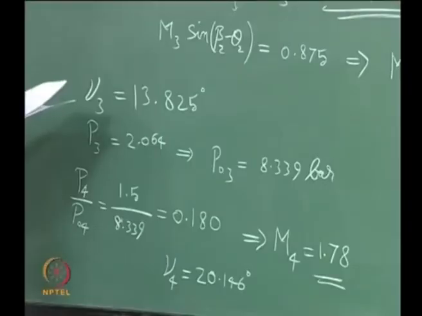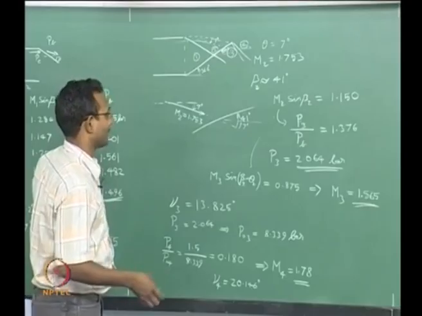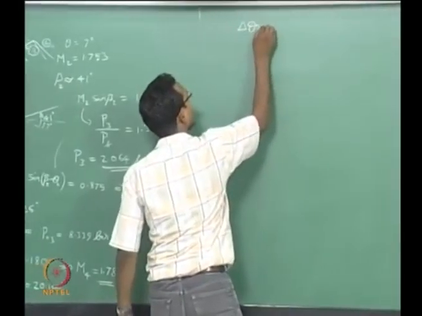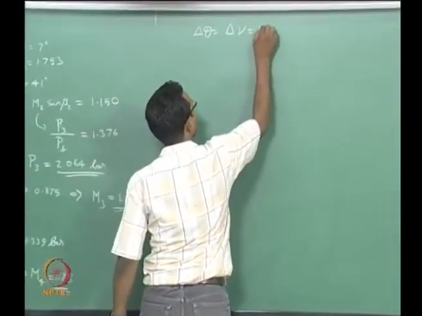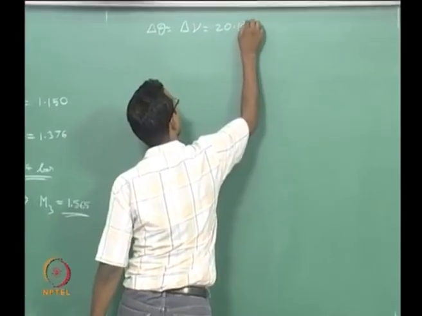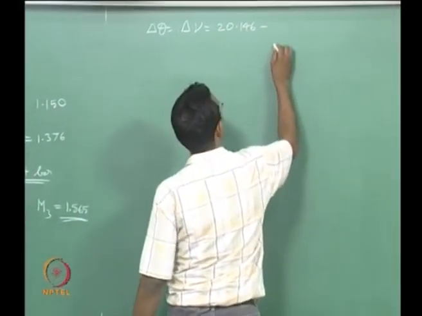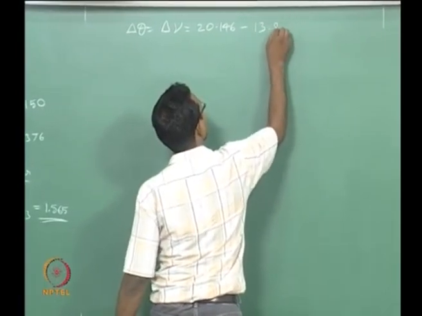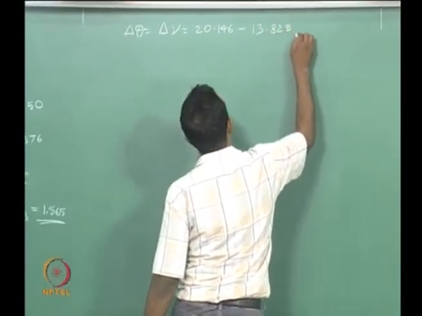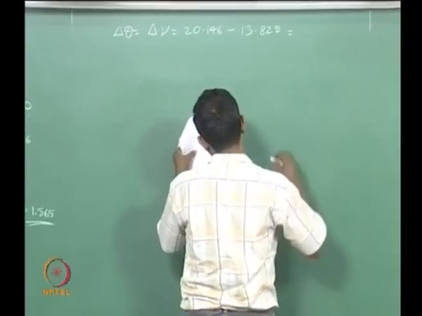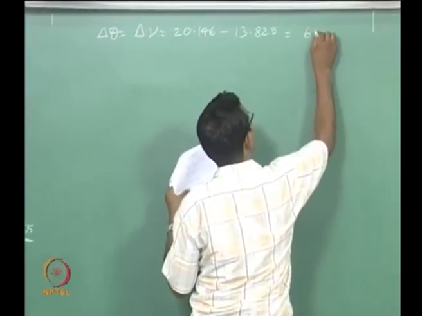Okay. So now I can find out what is my actual change in angle, delta nu equal to delta theta, that is our Prandtl-Meyer expansion. So I am going to say my delta theta equal to delta nu equal to 20.146 minus 13.825, which happens to be 6.32 degrees.